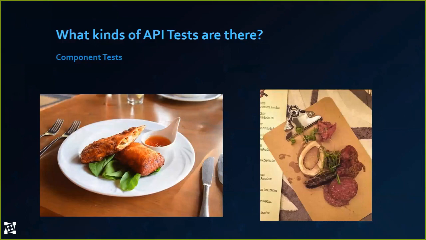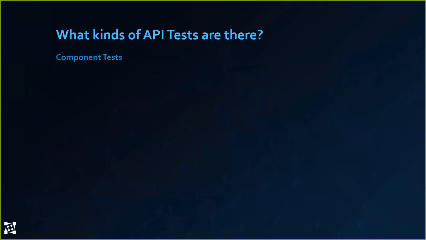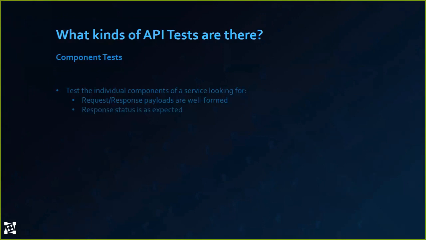What component tests will allow us to do is test the individual pieces of a service, looking for a few things. We want to make sure that our request and response payloads are well formed. We want to make sure that we get the expected response status. Is it a 200 success? Is it a 500 internal server error? If we do get an error, what do our payloads look like?